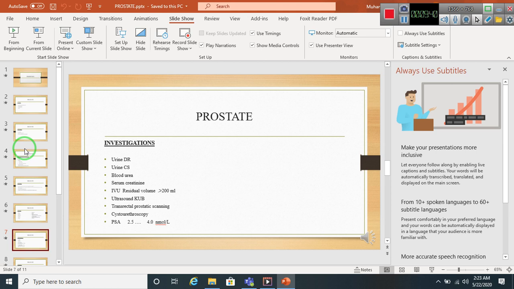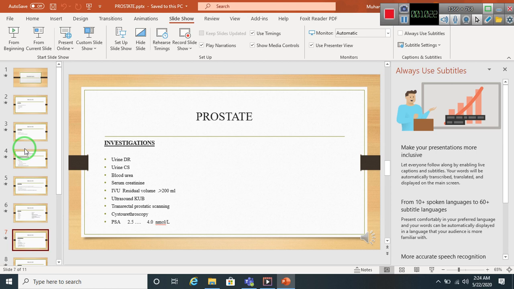IVU, intravenous urogram. Normally there is no residual volume in a normal person, but in case of prostatic enlargement, we find that the residual urine is more than 200 ml. Ultrasound KUB is the first investigation that is done, to check the enlargement of the prostate gland, the retention of urine, and the transrectal prostatic scanning. Again, the transrectal probe is used further to check the prostate gland enlargement.